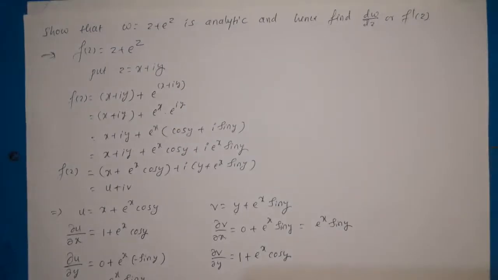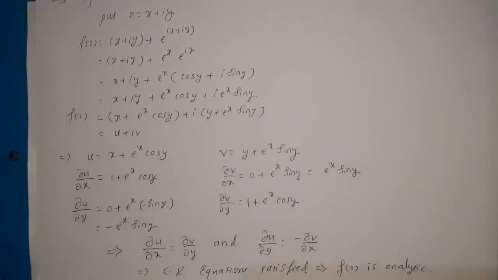So, here w is equal to z plus e power z. First, we need to express f of z equal to u plus iv, where u is the real part of the function and v is the imaginary part of the function. Then consider the 4 partial derivatives, dou u by dou x, dou u by dou y, dou v by dou x and dou v by dou y.